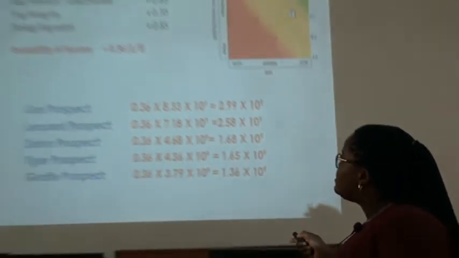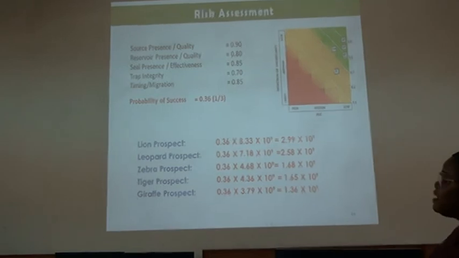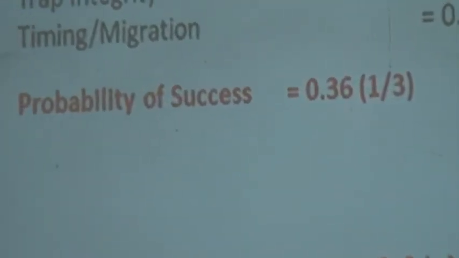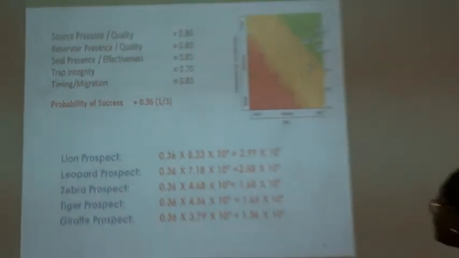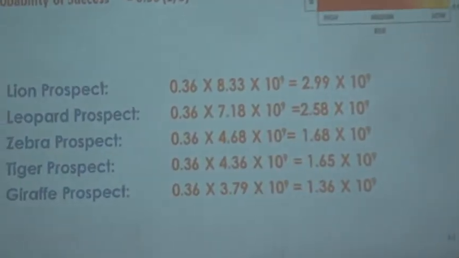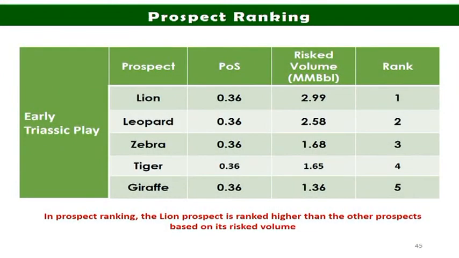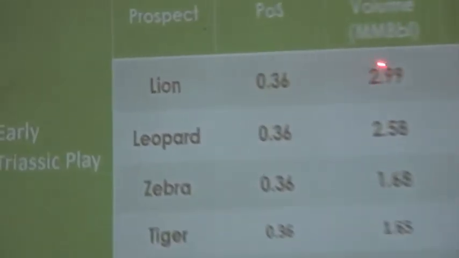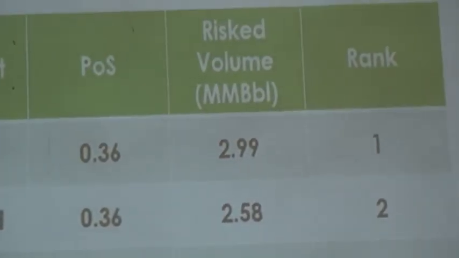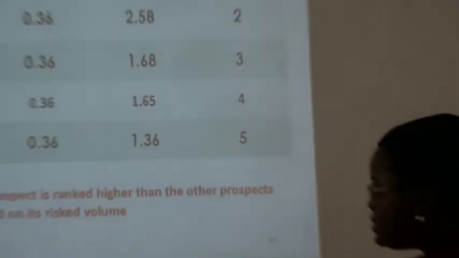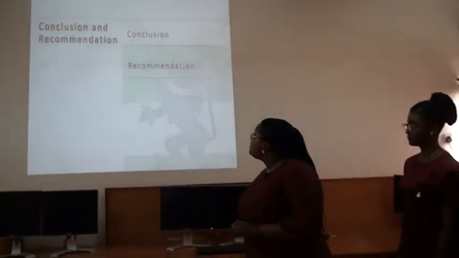Now these values are multiplied and divided by the number of factors, and we get a probability of success of 0.3, which was then used to multiply the STOIIP values to get the risk volume. This risk volume was used to rank the prospects, and the Lion prospect ranked first with a risk volume of 2.99 billion barrels. Also, the Giraffe prospect ranked with a risk volume of 1.36 billion barrels. At this point, I would like to call on Ikechi to give us a conclusion and recommendation remarks.